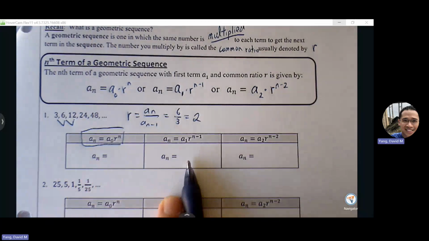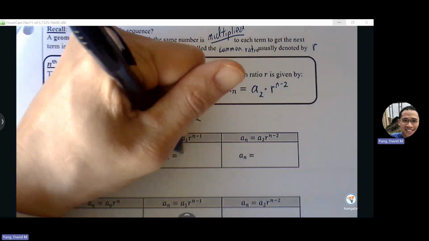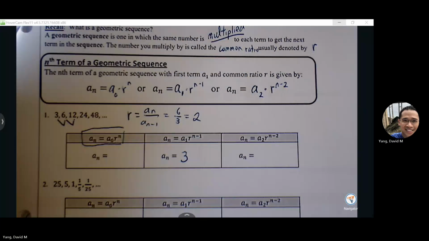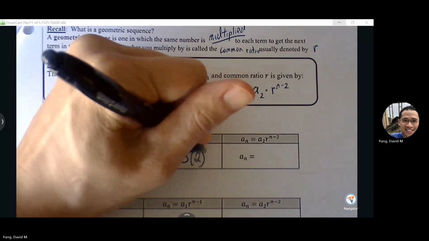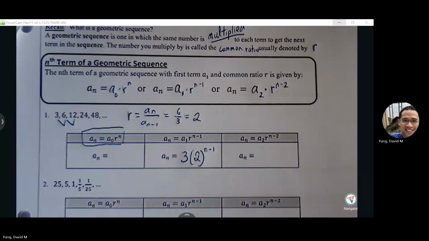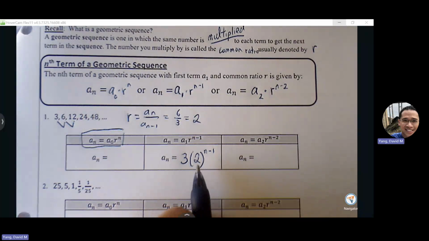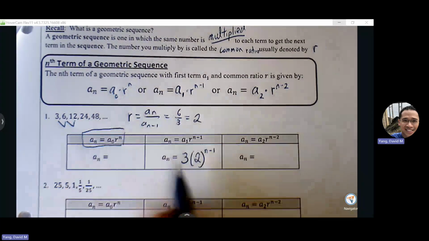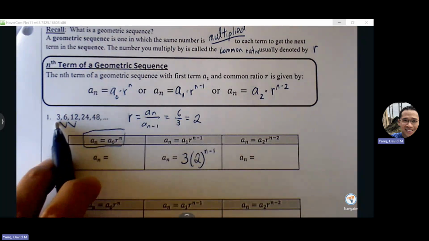So let's do the one that's more obvious first. This is a sub 1 times r to the n minus 1. My a sub 1 is going to be 3, and my r is 2, to the n minus 1. This will tell me each of the terms in this sequence. If I want to find the first term, I can plug 1 in. 1 minus 1 is 0, 2 to the 0 is 1, 1 times 3 is 3. That gives me the first term.